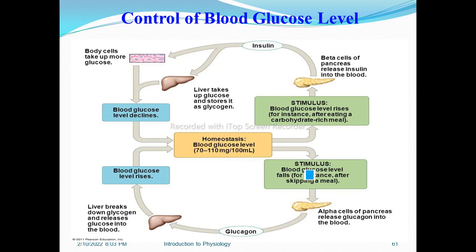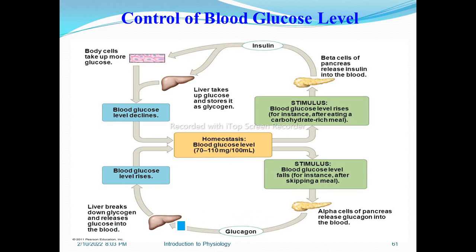And also if blood glucose level decreases, for instance, after skipping a meal or during starvation, alpha cells of the pancreas release glucagon into the blood. So glucagon is produced, and glucagon makes the liver break down glycogen and release glucose into the blood. By the way, the main action of glucagon is to increase glucose level in the blood.